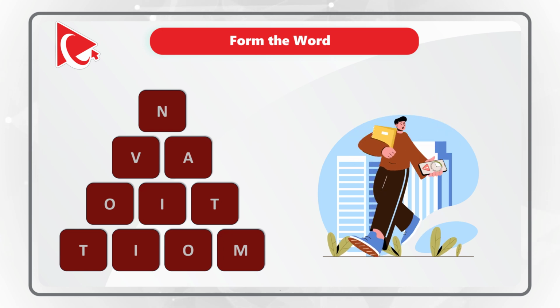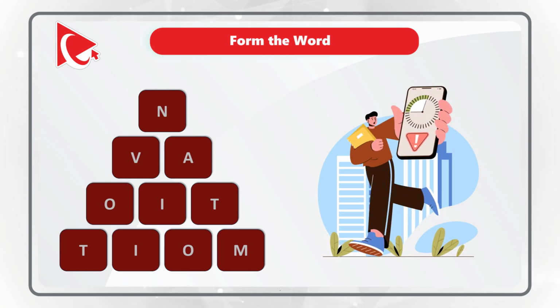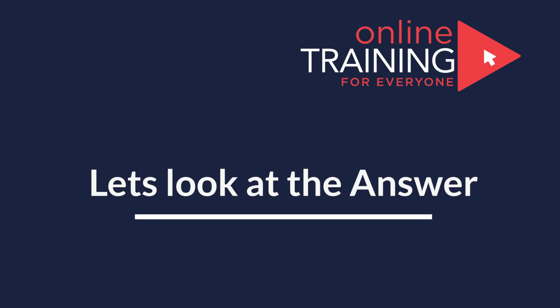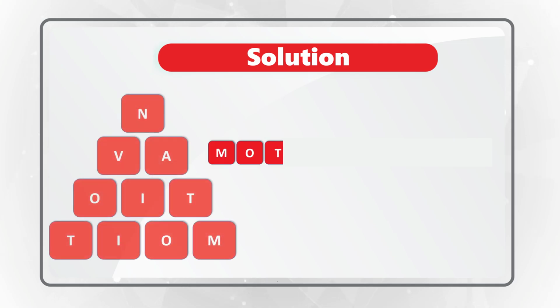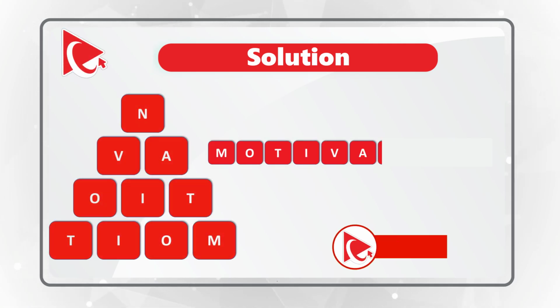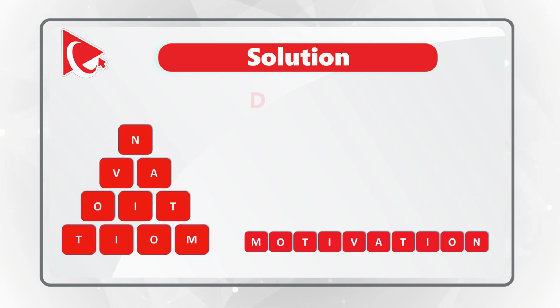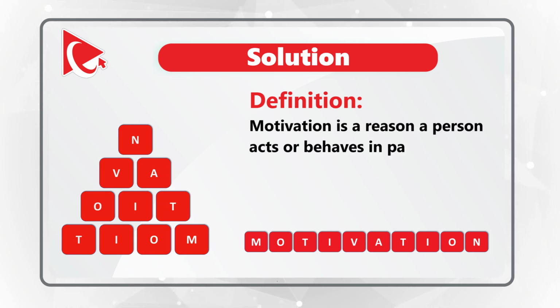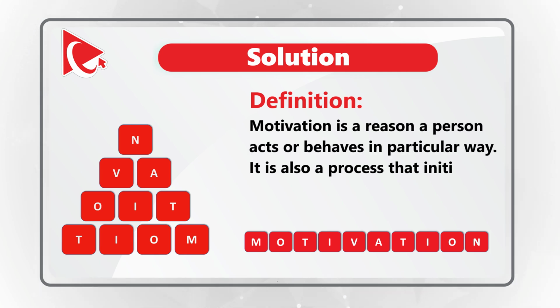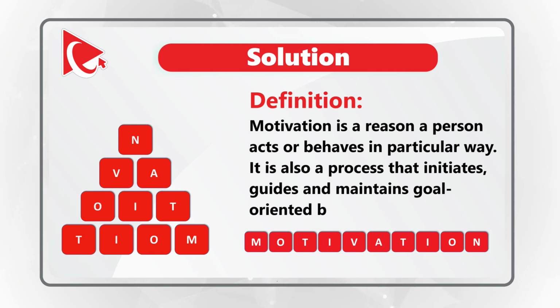Hopefully you solved it, because I am moving forward and revealing the solution. As you might have guessed, the word is motivation. Let me spell it for you. M-O-T-I-V-A-T-I-O-N. And the definition of motivation is that motivation is a reason a person acts or behaves in a particular way. It is also a process that initiates, guides, and maintains goal-oriented behaviors.